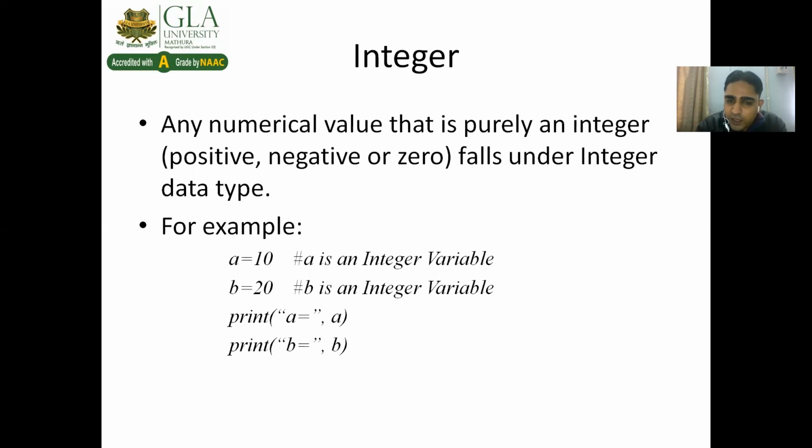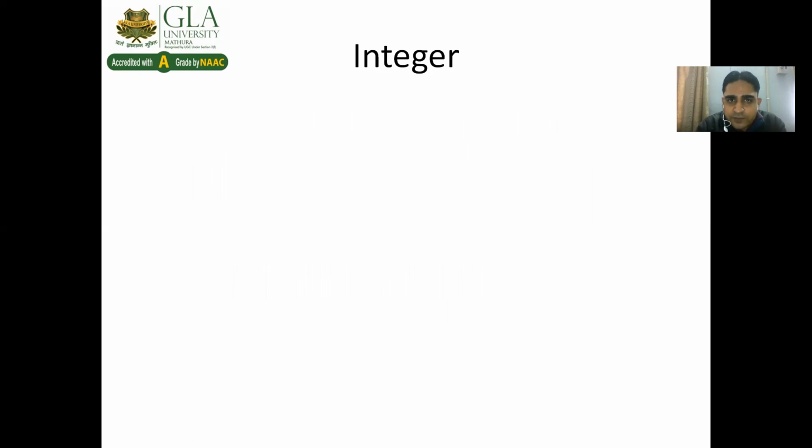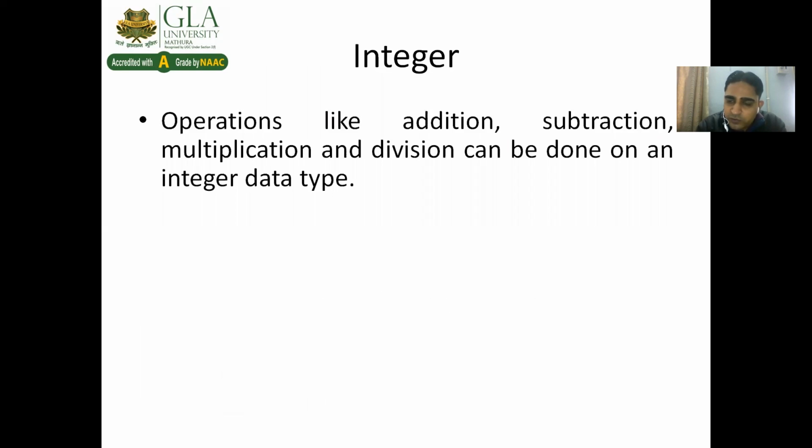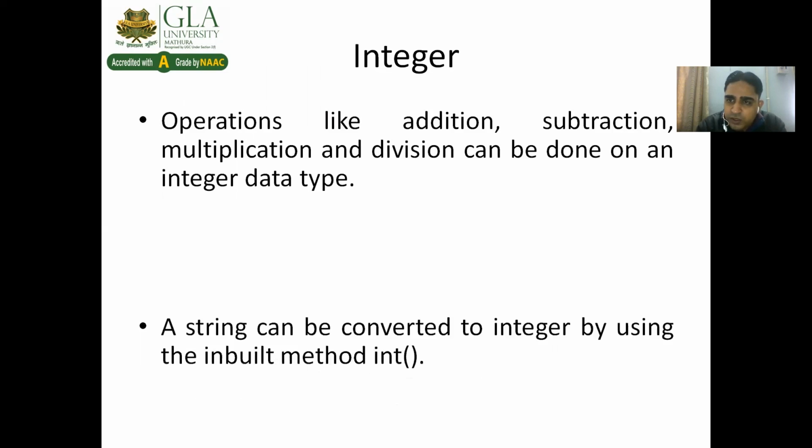And if I write "a equal to" and then a, whatever is inside the double quotes will be printed as it is, and whatever is outside will print the variable's value. So the output would be a equal to 10, b equal to 20 in this case. When we talk about integers, we can have operations like addition, subtraction, multiplication, and division on integer data.